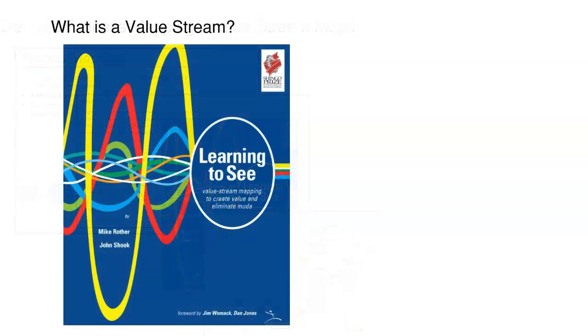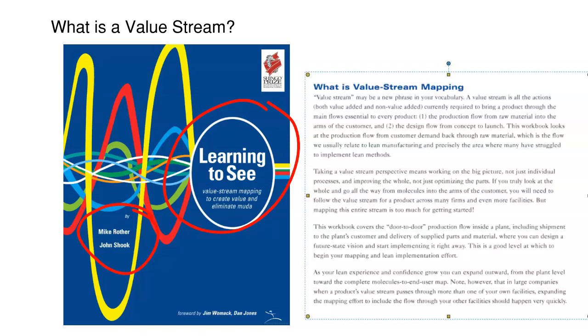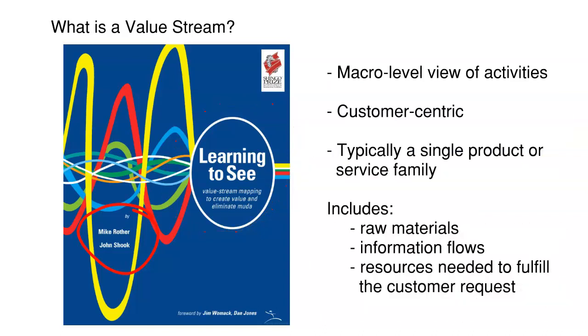So what is a value stream anyway? In their 2003 book called Learning to See, the authors Rother and Shook really introduced to the world what value stream mapping is about. And let me pull up what they said. There's an awful lot of words right there, but let me paraphrase for you. Here's what I use when describing what a value stream is.